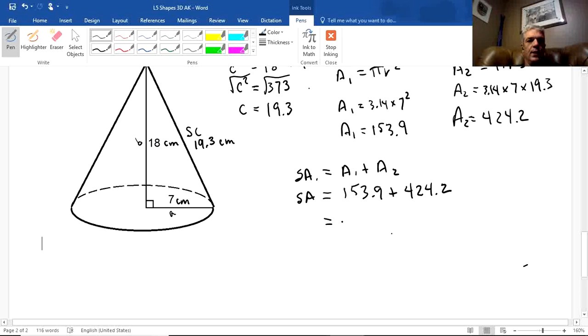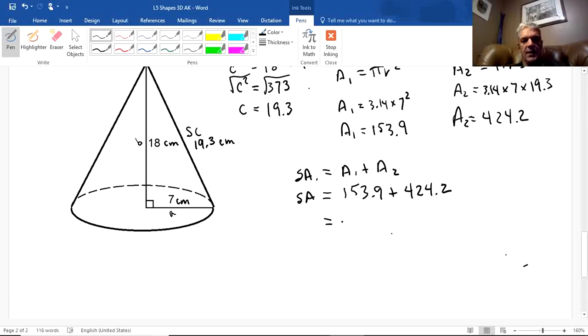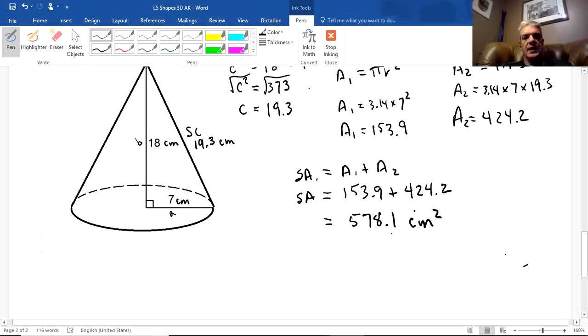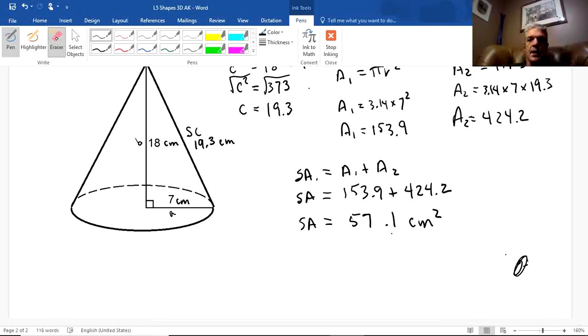So again, grab my calculator. 153.9 plus 424.2 equals, and I get 578.1. And surface area will be centimeters squared. Okay, it's always squared. It's like an area calculation, not a volume. So don't put area cubed on there. Okay, that gives us a surface area.